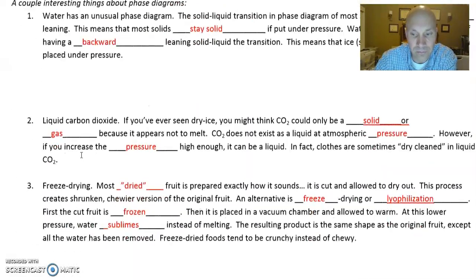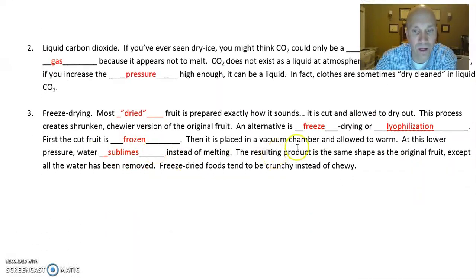So this process of going from a solid straight to a gas is called sublimation. And the result is what you normally call freeze-dried fruit. All right. You'll notice it's a little different because it tends to be crunchier and very lightweight.